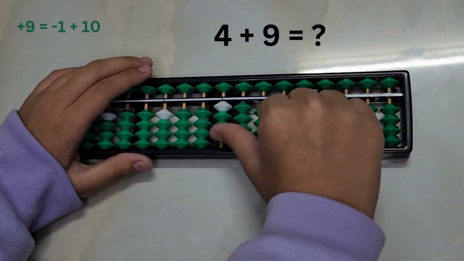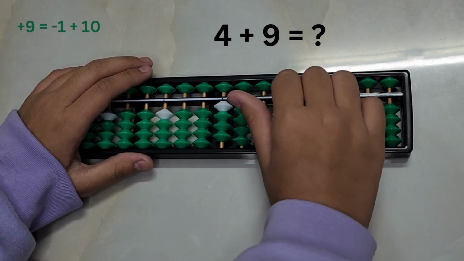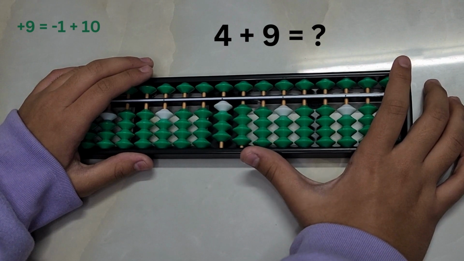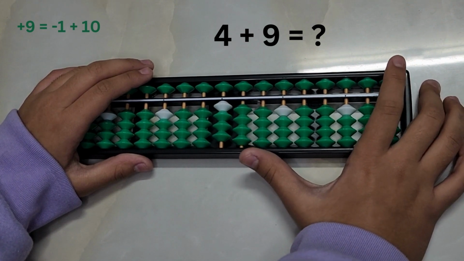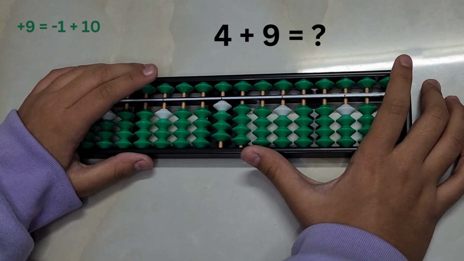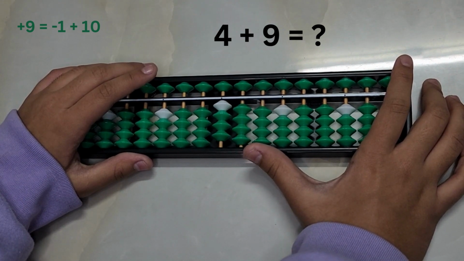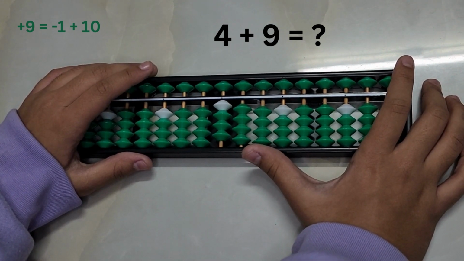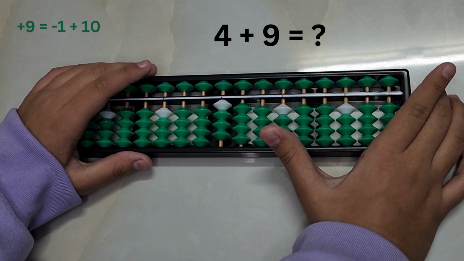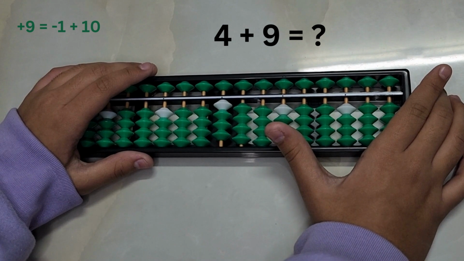4 plus 9. Now we cannot add 9 beads because we don't have enough beads to add. Now 9 is in trouble. So just like we have friends in everyday life who help us when we are in trouble, the friend of 9 will help 9 now that 9 is in trouble.